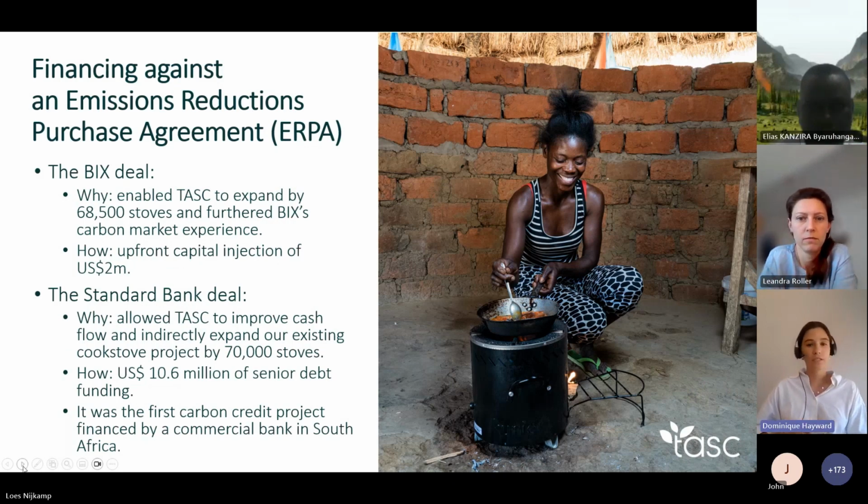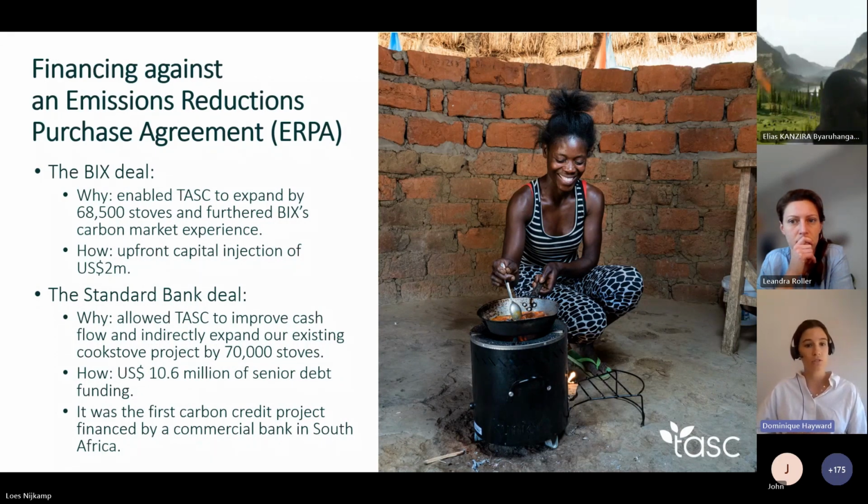So really what I wanted to get into today is financing against an ERPA, or an emissions reductions purchase agreement. We've been very lucky to work with two different kinds of financial institutions that have aided us in bolstering and furthering our operations. Our first deal was completed with Bix Capital, which is a Dutch impact investor, in early 2023. The background was that we wanted to expand our operations within Zambia, and Bix wanted to get some exposure to the carbon markets.